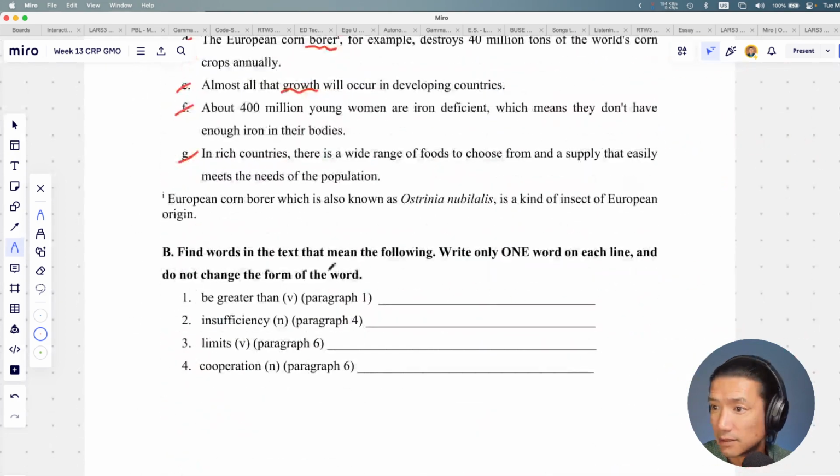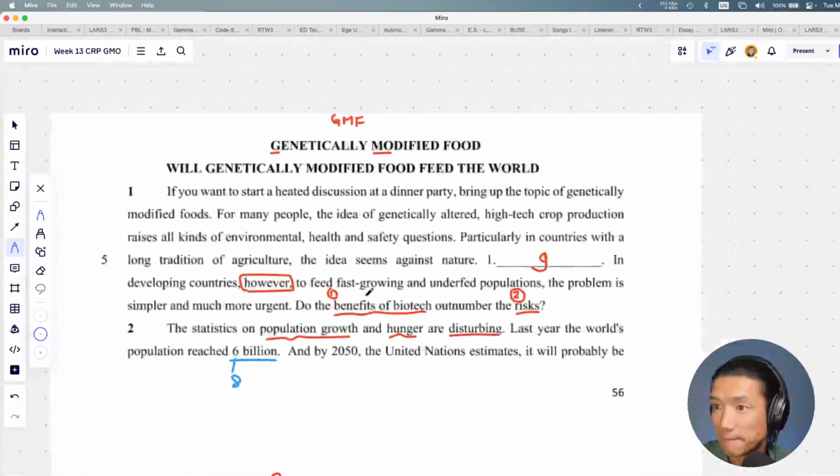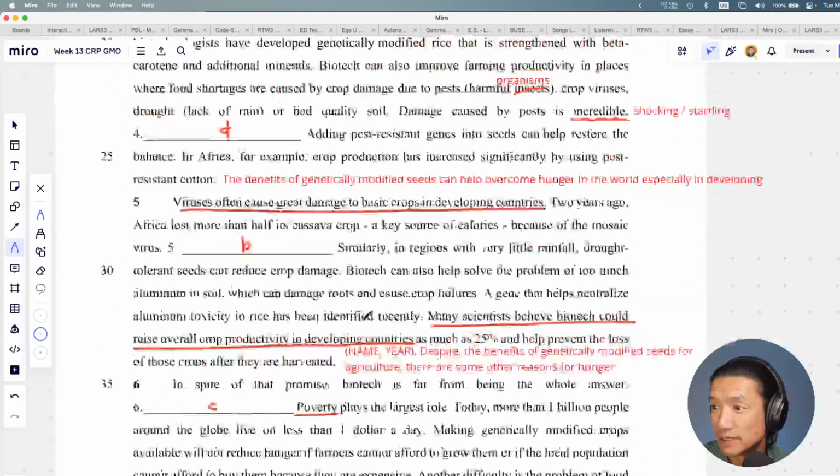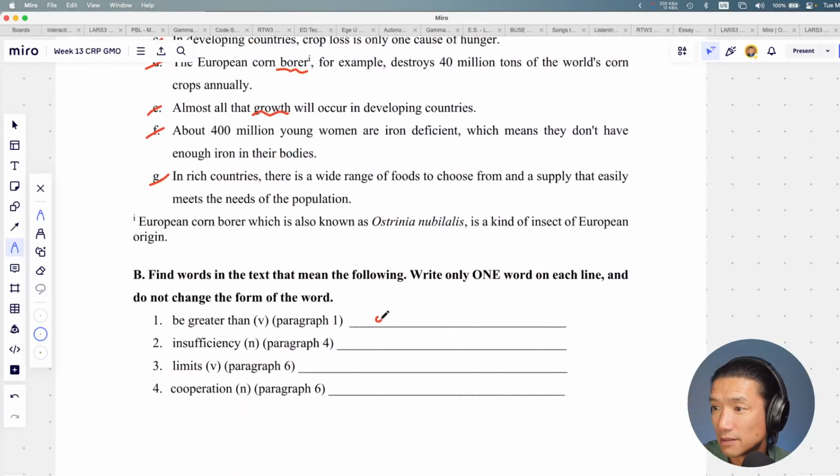Is that it? No. "All kinds of... Particularly in countries with a long tradition of agriculture, the idea seems against nature. In developing countries, however, to feed a fast-growing, see, that's an adjective, underfed population, is probably simpler and much more urgent. Do the benefits of biotechnology outnumber the risks?" Yes, that's it. We're looking for a verb: to outnumber somebody. In a war, your troops can outnumber the other. You can outnumber things. It's a verb.